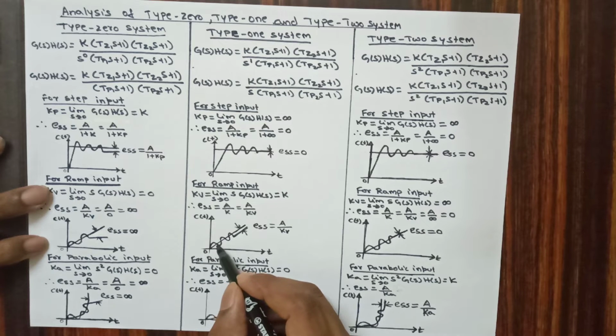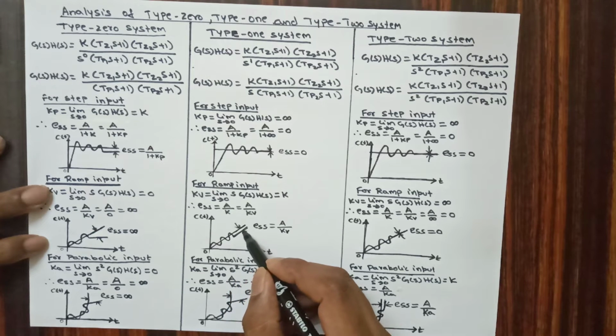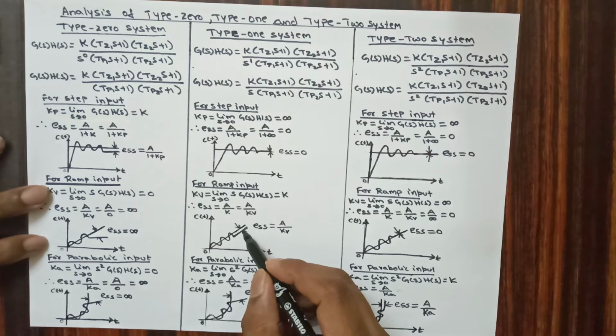After passing through a certain transient period, you can see the output we are getting here, the actual output, that is the steady state output, with finite error.